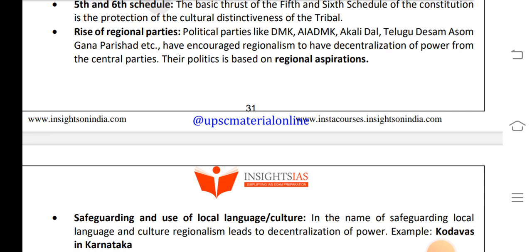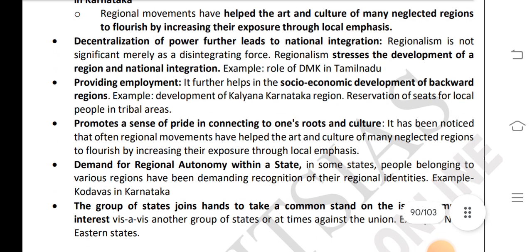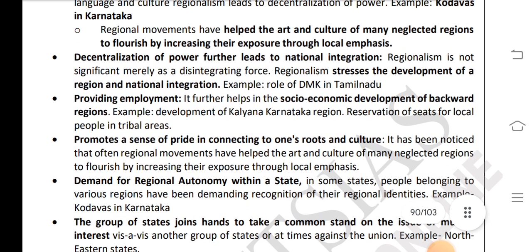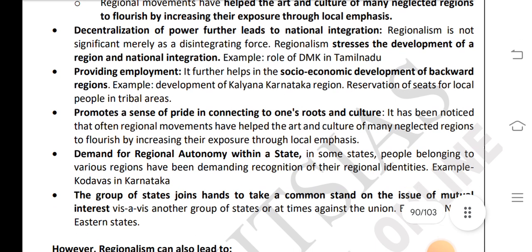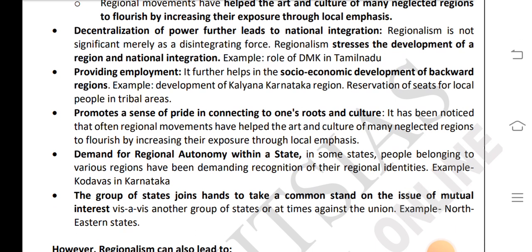and the AIADMK, Akali Dal, Telugu Desam and Asom Gana Parishad, etc. have incorporated regionalism and brought decentralization of power from the central parties, and their politics is based on regional aspirations, safeguarding and use of the local language and culture. In the name of safeguarding local language and culture, regionalism leads to decentralization of power.